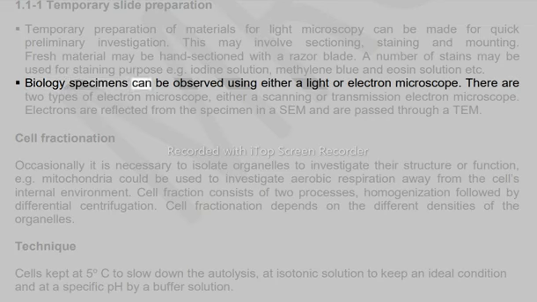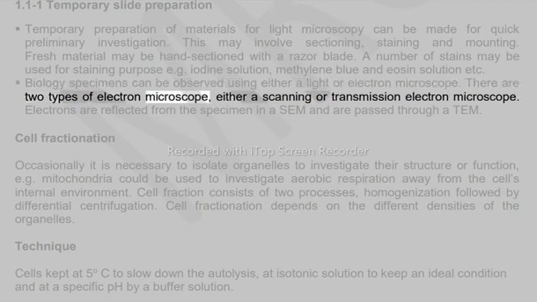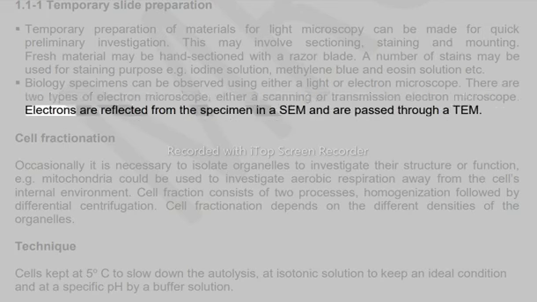Biology specimens can be observed using either a light or electron microscope. There are two types of electron microscope, either a scanning or transmission electron microscope. Electrons are reflected from the specimen in a SEM and are passed through a TEM.